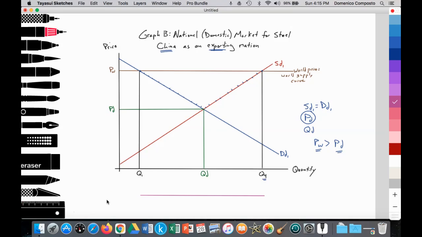All right, so we're going to mark this as exports before the impact of the tariff, all right? Exports before the tariff by the US imposed on China for steel, okay? So that's a significant quantity that's being exported by China in this particular model.